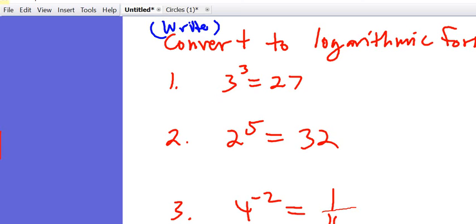Okay, converting to logarithmic form. Philip, what should this be?